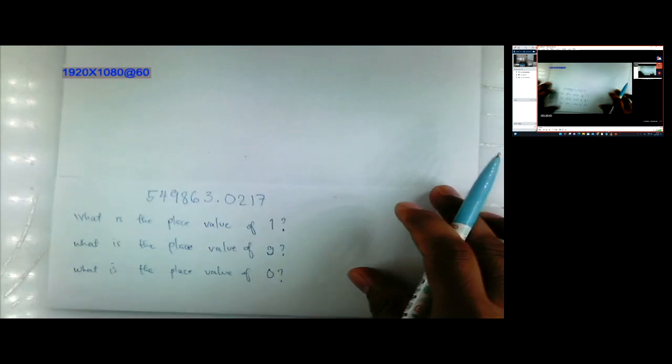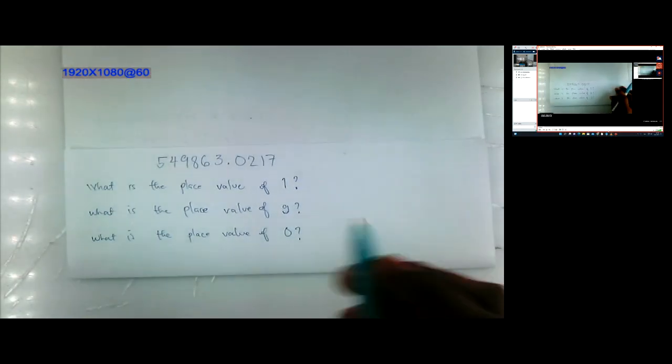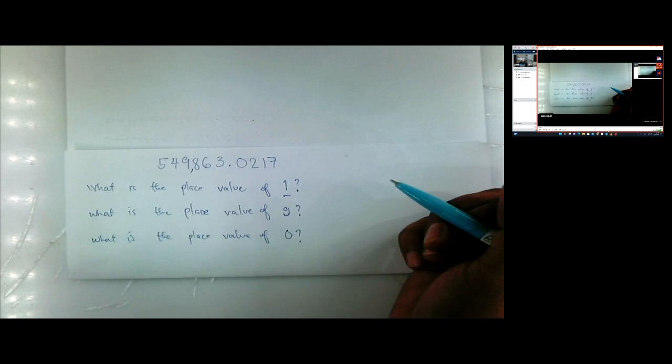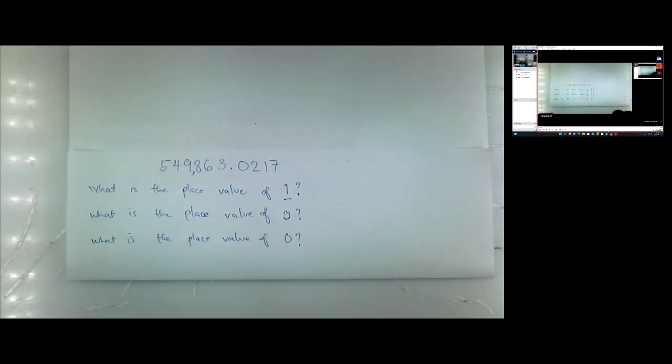Proceed with this one. So, let us have this number. 549,863 point, sorry, 549,863 and 217 ten thousandths. So what is the place value of 1? What is the place value of 1? Anyone? Anyone from the class?